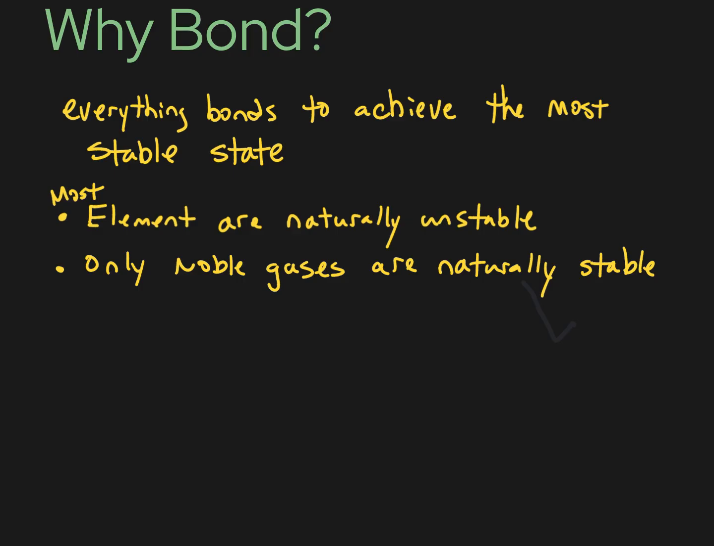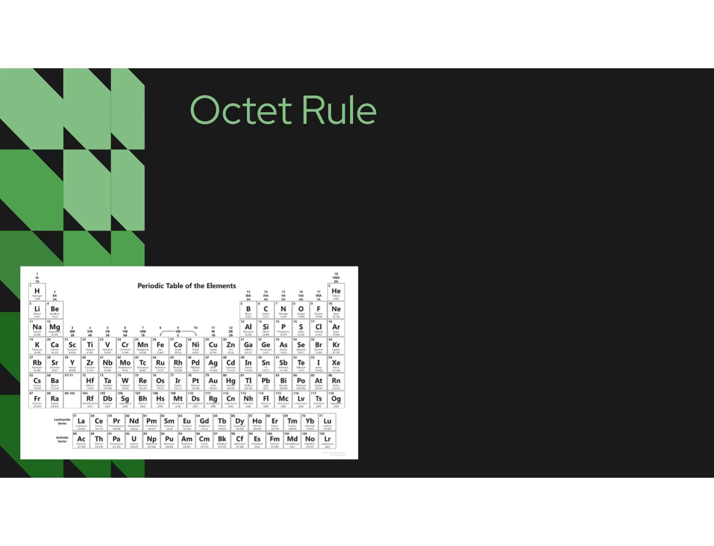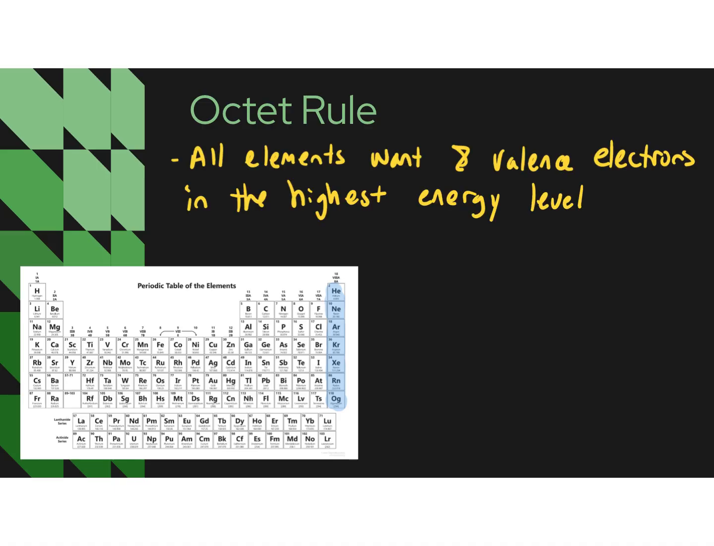And what do we know about the noble gases that makes them so unique is that they have a full energy level, and a full energy level is stability. As I just mentioned, the noble gases on the periodic table have a full valence energy level, which makes them the most stable elements on the periodic table. All other elements, whether it be nonmetals or metals, are trying to achieve stability, and this is what is known as the octet rule. The octet rule says that all elements are trying to get 8 valence electrons in their highest energy level.